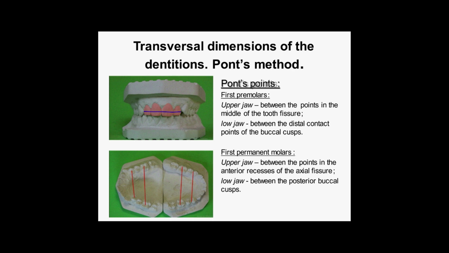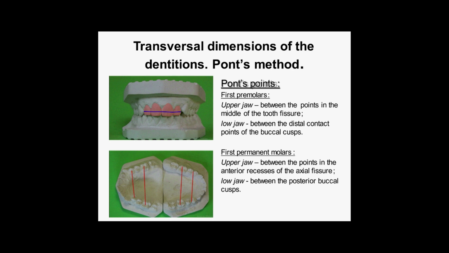In the area of the first premolars, the width of the dentition, according to Pond, is measured as follows. On the upper jaw, between the points in the middle of the tooth fissure. On the lower jaw, between the distal contact points of the buccal cusps.